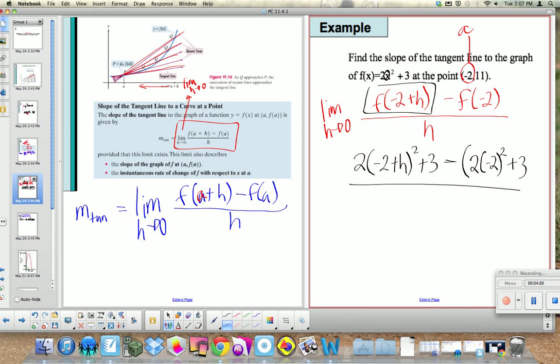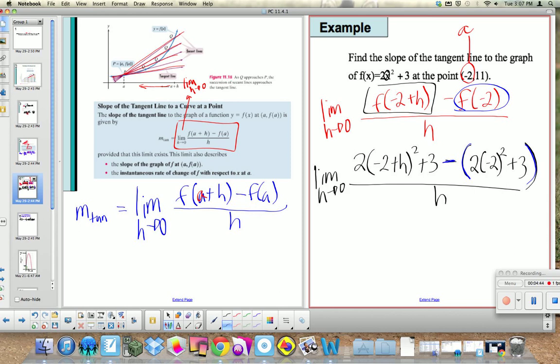The reason I use parentheses is you got to be really careful. This is big. This is key. This whole thing needs to be subtracted because that's what this is saying. Subtract the value of f of negative 2. So the second part here is going to be easier to calculate, the guy in parentheses in blue. The other part's going to be a little bit more work. And of course, this is still over h, and we're still taking a limit as h approaches 0.